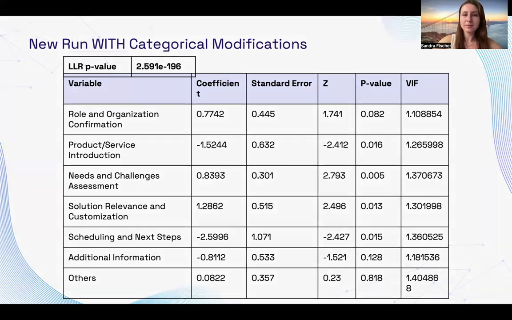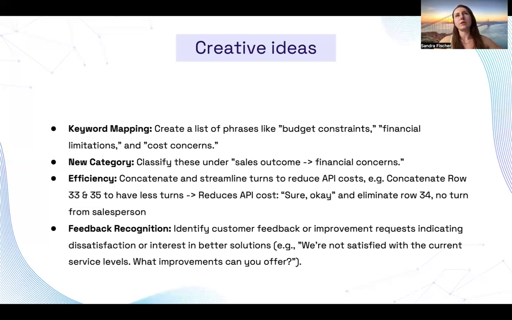Next slide, please. Next to the categories, we also came up with some creative ideas. For example, we thought about keyword mapping. So we just create a list of more phrases, then more categories, better categories. For example, here we have budget constraints, financial limitations, cost concerns. We would classify these keywords under a new category, for example, financial concerns, to make that a category to have it as an inquiry. Then we would develop or increase our efficiency.